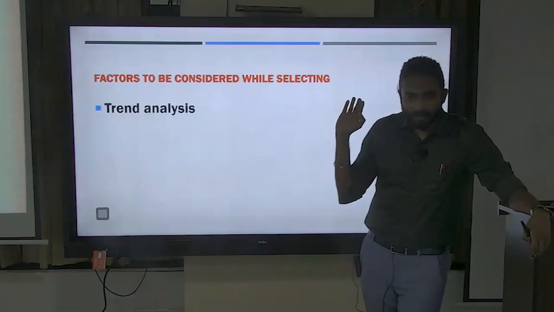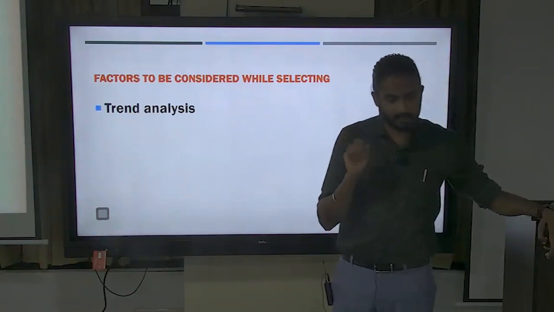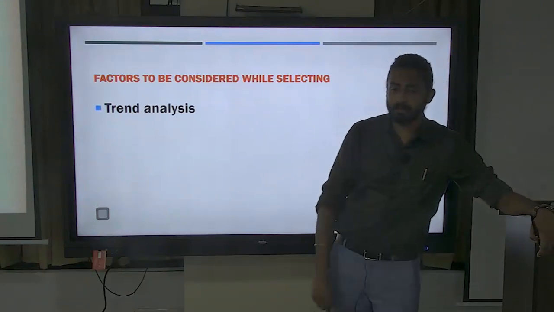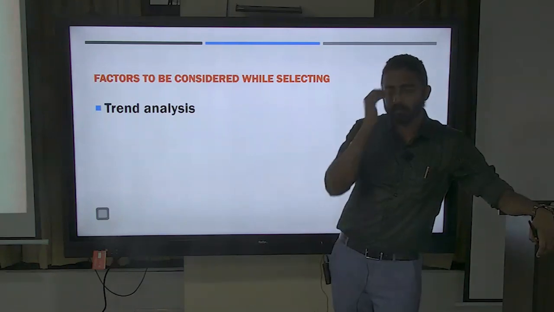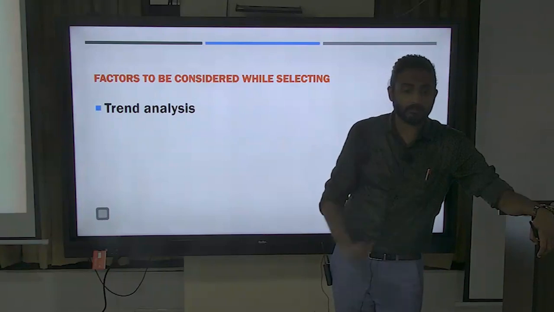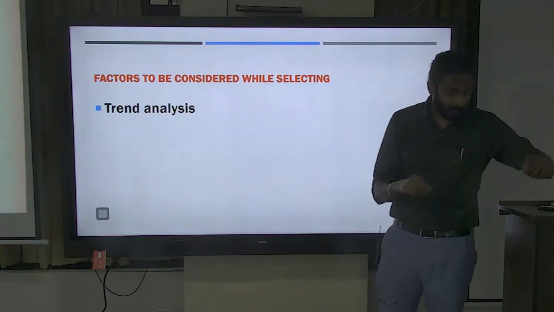Right. So again, there are two types of analysis. One is an objective analysis, the other is a subjective analysis. Yes, objective means it is based on facts. Right, it is based on pure facts, how the optional is performing.